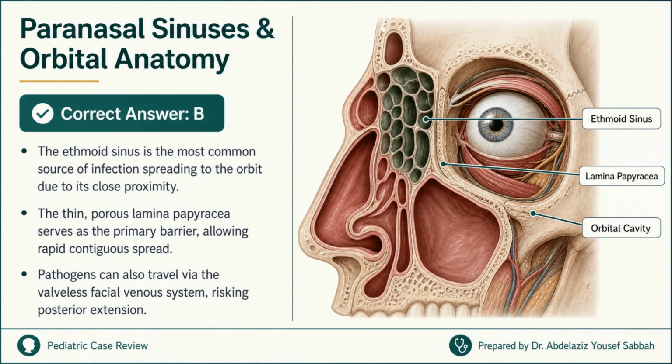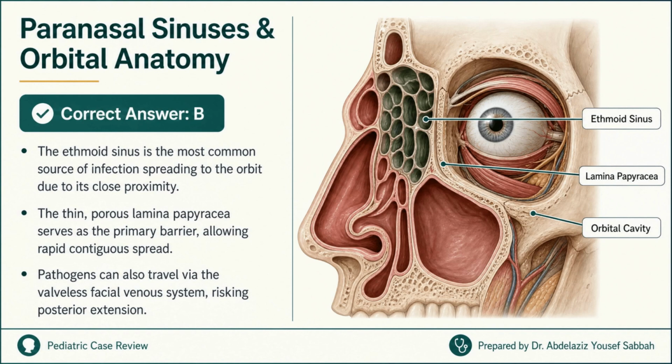The ethmoid air cells sit immediately medial to the orbit, separated only by a paper-thin bony plate called the lamina papyracea. This thin, porous bone is easily breached by infection, allowing rapid contiguous spread of bacteria from the sinus into the orbital and periorbital tissues.